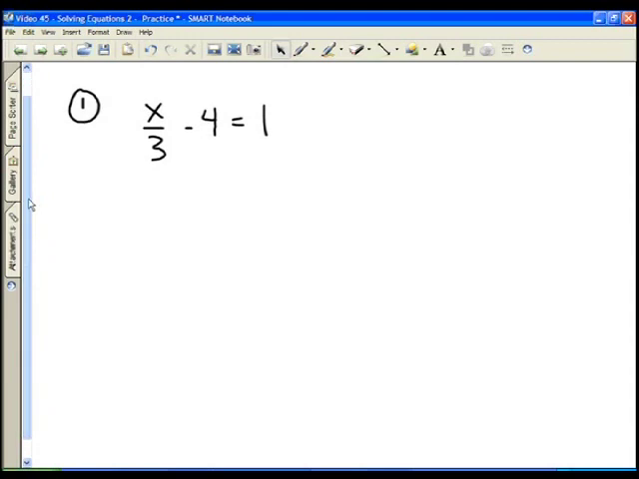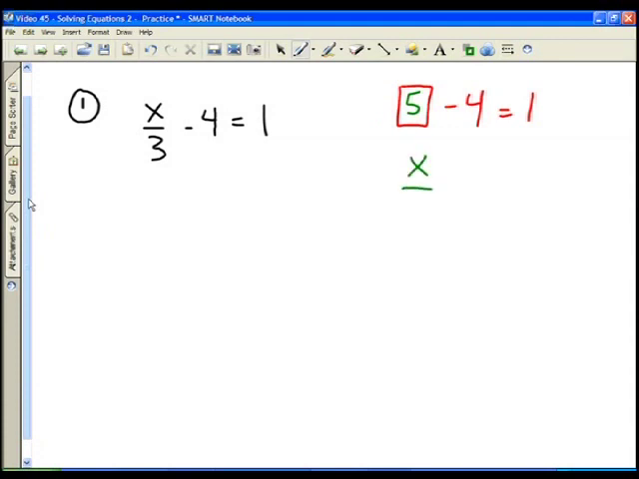So if we take a look at the first question here, we have a fraction, x over 3 minus 4 is equal to 1. Well, let's think just for a moment. This should make sense to you. We have some number, let's not worry about the x over 3. We have some number minus 4 that has to equal 1. Well, there's only one number that if we take 4 away from it can equal 1, and that has to be 5, because 5 minus 4 is equal to 1.